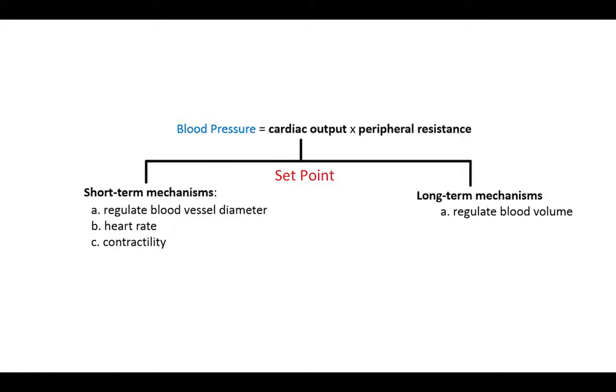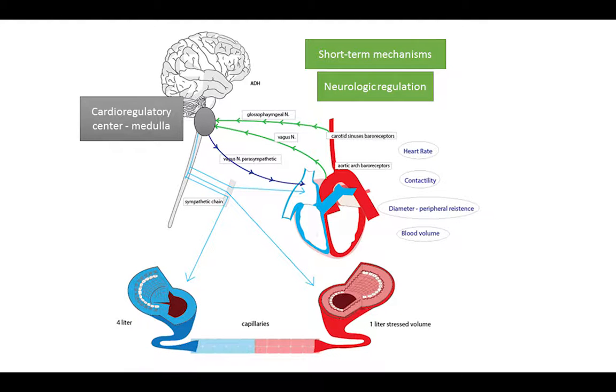Now we're going to look at everything at a very high level. You can go into more detail once you understand and have the basics down. So when the blood pressure needs to be adjusted quickly, it's via a neurological response or regulation. Remember, both heart rate and contractility are influenced both intrinsically and extrinsically, meaning inside the heart and outside the heart.